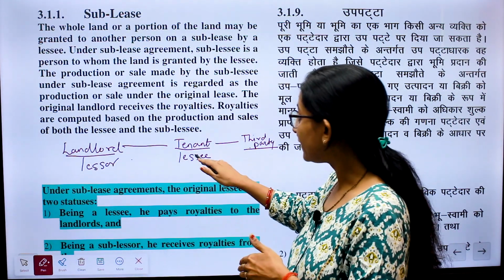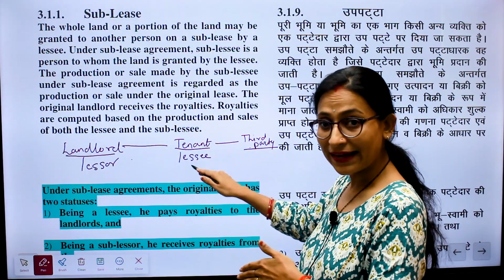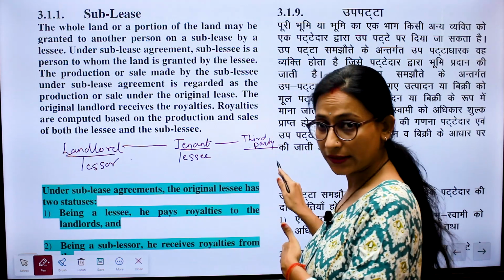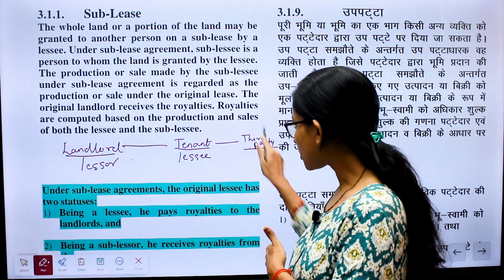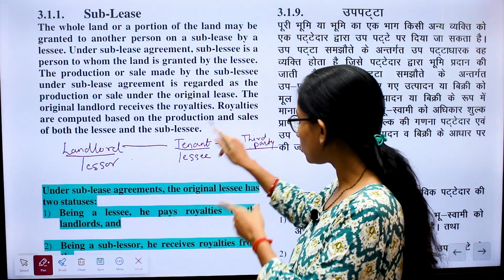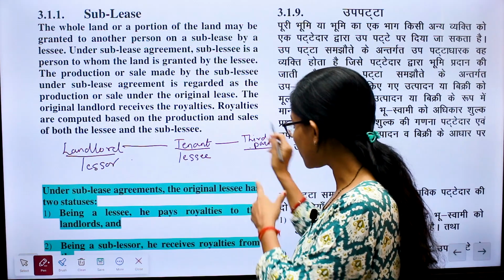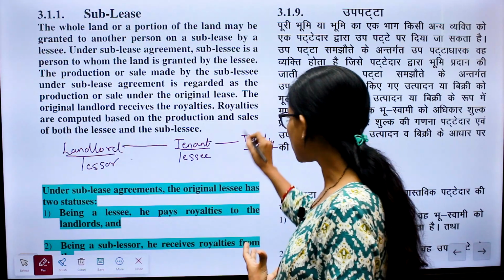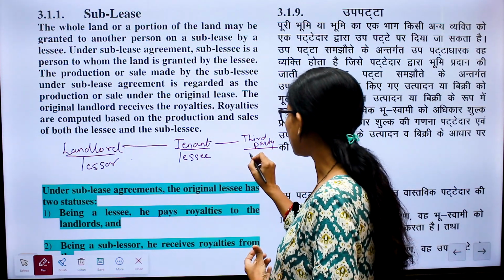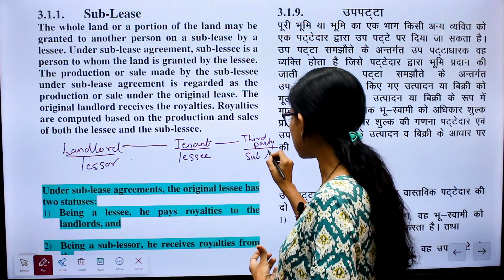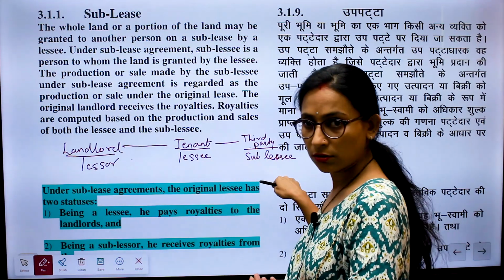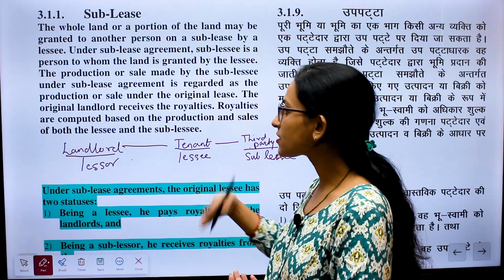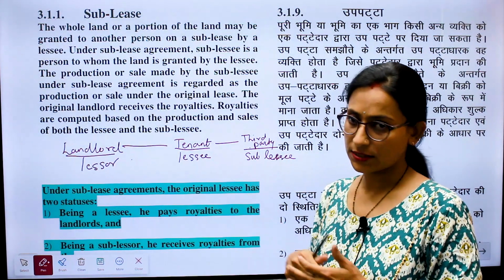But when the tenant gives the right to use the land, which he holds from the landlord, to a third party, that situation gives rise to the process of sublease. He is the third party, or we can call him the sublessee. When three people are involved in the process of lease, that process is called sublease.